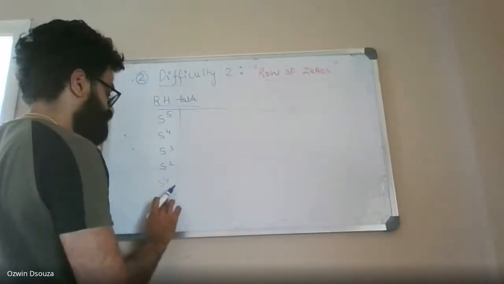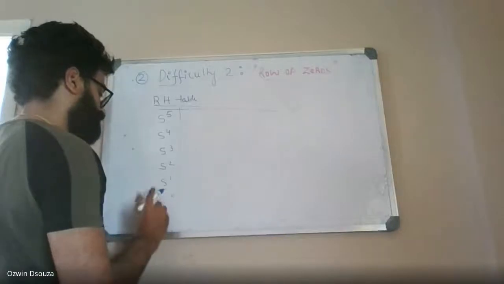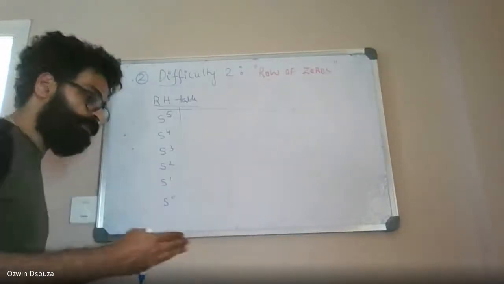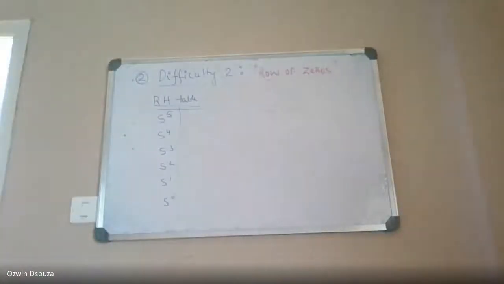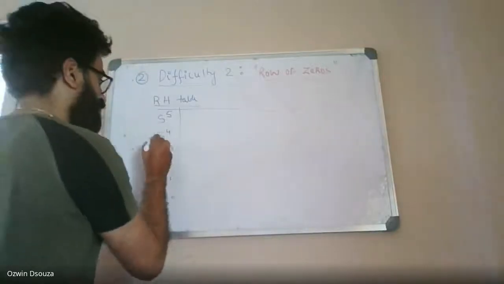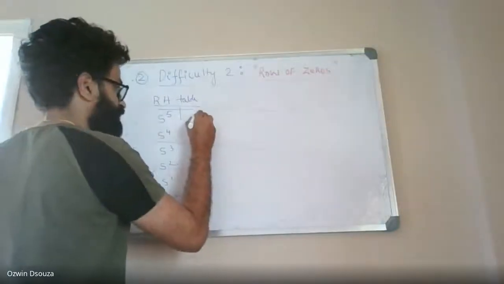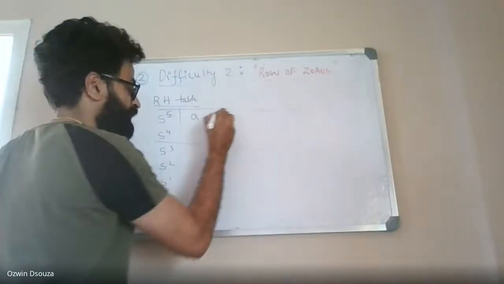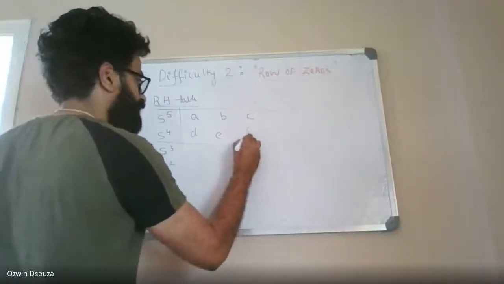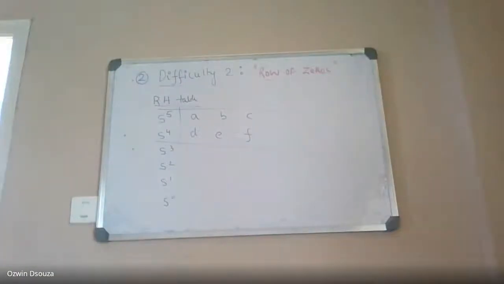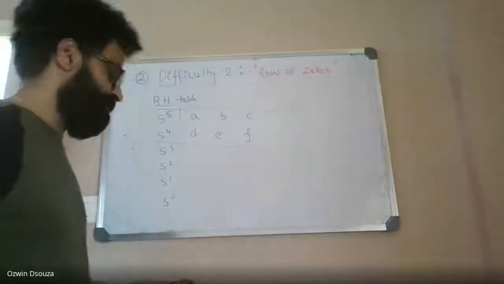So this Z is used only in method 2 to overcome difficulty 1. All right. So let's say I have a 5th order system in which I have the following coefficients, some A, B, C here, and D, E, F here. All right, some coefficients A, B, C, D, E, F.